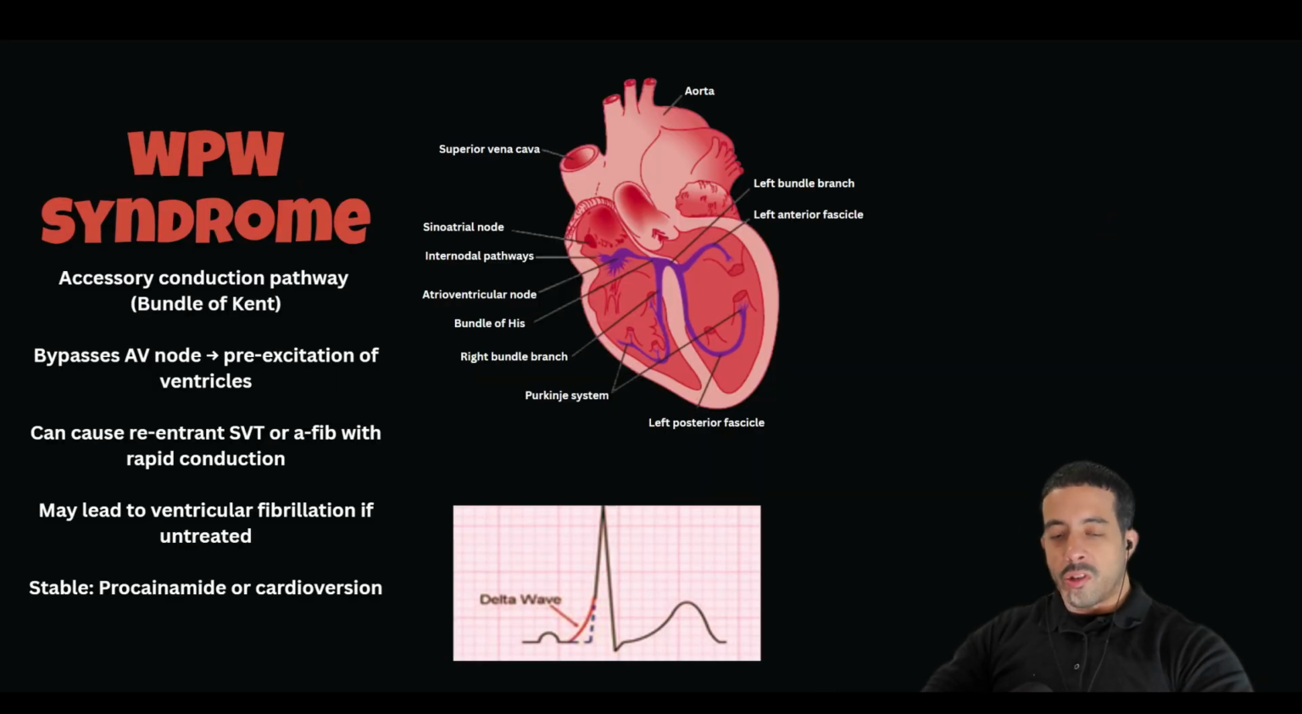So, when we talk about Wolff-Parkinson-White, the delta wave is very characteristic. Instead of the PR interval being normal on the isoelectric line, you'll see a notch right here, and that's called the delta wave, which signifies the abnormality on the EKG paper.